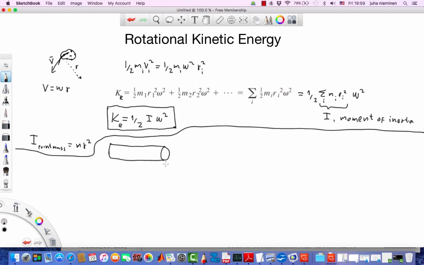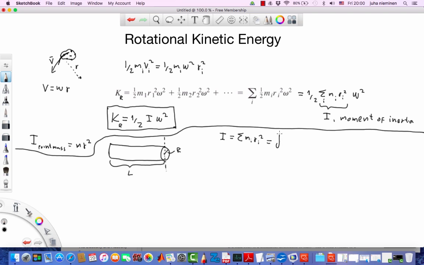Let's start by evaluating the moment of inertia for a simple rod that has radius r and some length L, like this. And by definition, the moment of inertia is the sum of all the individual particles multiplied by their distance from the axis of rotation. And let's have our axis of rotation at the end of this rod. So that is squared.